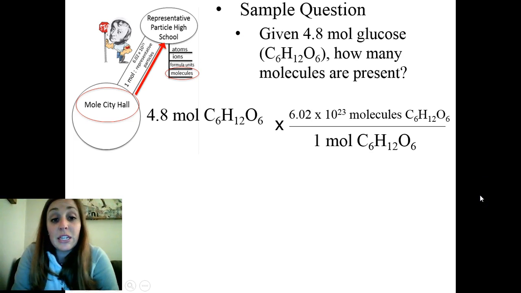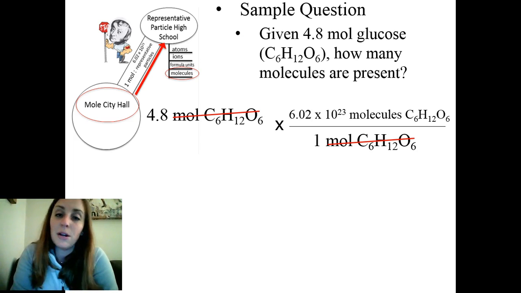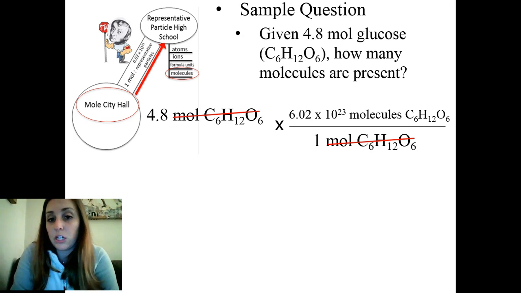All right, so the next thing you can do is see if anything cancels. Do you have anything on the top and the bottom? You do. You have moles of glucose. So those go away. Multiply by the stuff on the top, divide by anything left on the bottom. We just have a 1 on the bottom. You never have to divide or multiply by 1. It won't change your number.